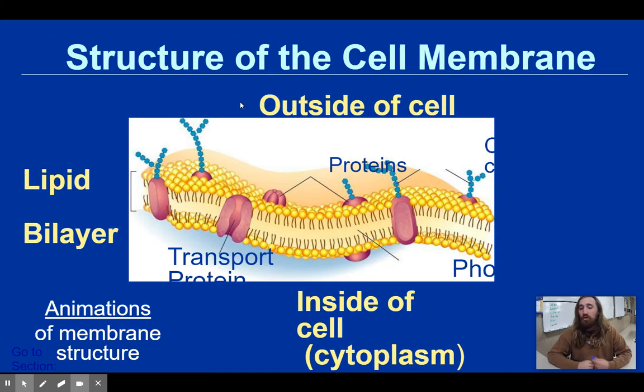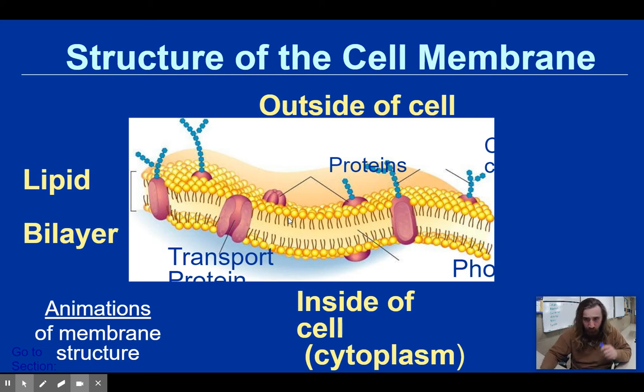Now, just as an overview, so we can all see this, we have transport proteins. We have phosphate heads. We have lipid tails. This whole thing is a cell membrane. And remember, it's a lipid bilayer. Lipid meaning it's made out of lipids. Bilayer meaning it's made out of 2 layers, okay?